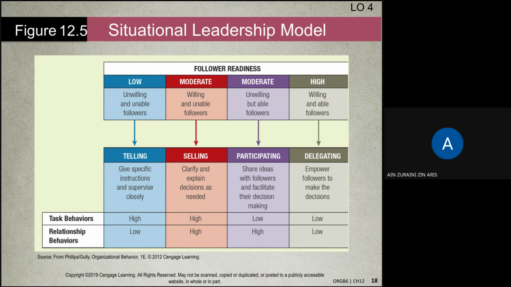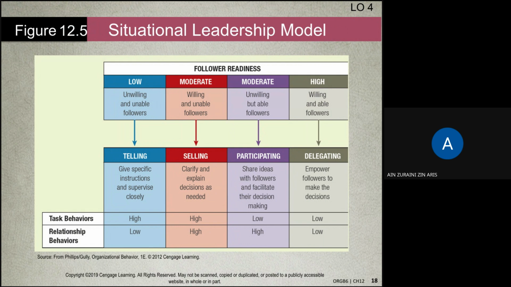Okay, so this includes high directive and high supportive. The leader may explain the decisions, provides encouragement, and seeks input. This is suitable for followers who are willing but lack ability. For example, a new team member who is very energetic, but still learning the ropes. They need guidance and motivation.